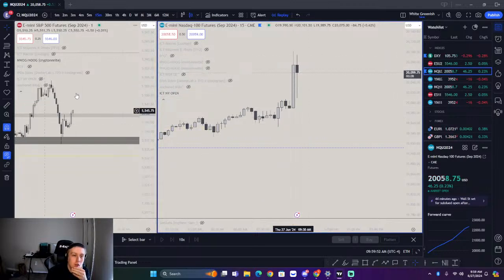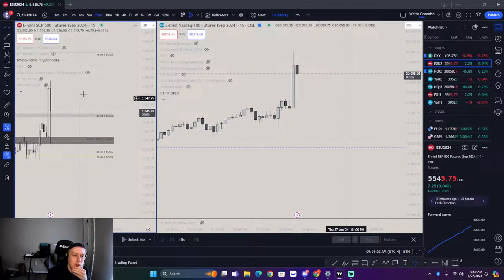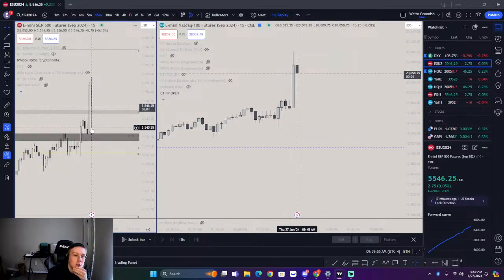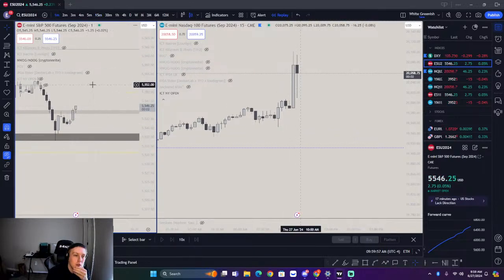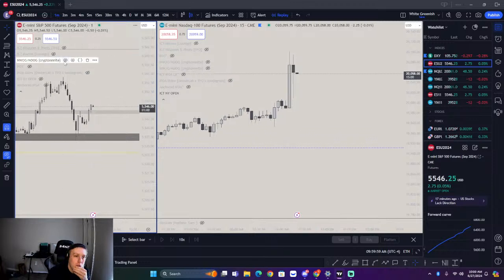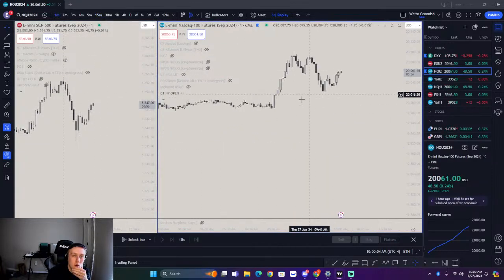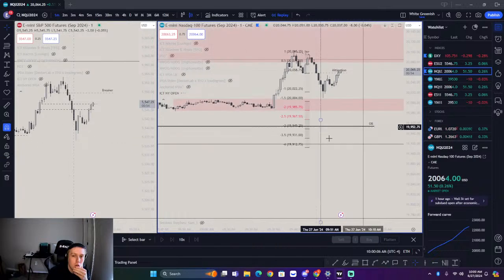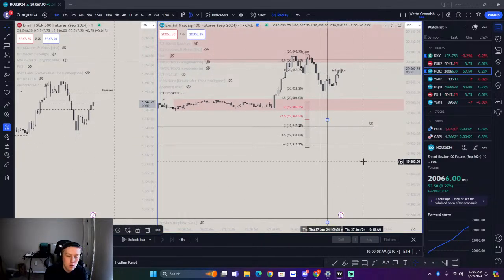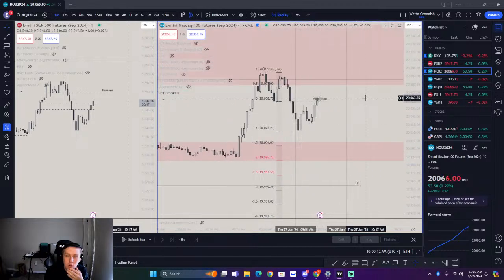All right, notice though, ES did not want to change the state of delivery here on the 15 minute. All right, news right now. Fair value gap overlaps with that. This should hold if we are bearish.